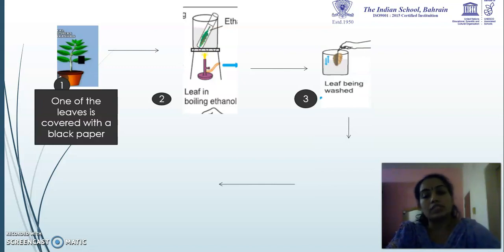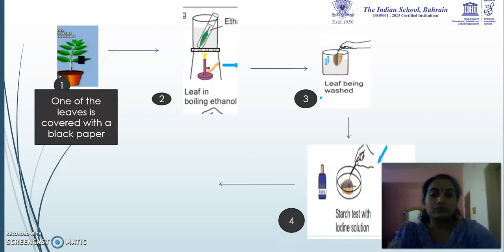And then we will go for the starch test. For the starch test, we need iodine solution, because iodine, when it combines with starch, turns the color into blue-black. Usually iodine has a reddish brown color. Once it combines with the starch, the color changes to blue-black.